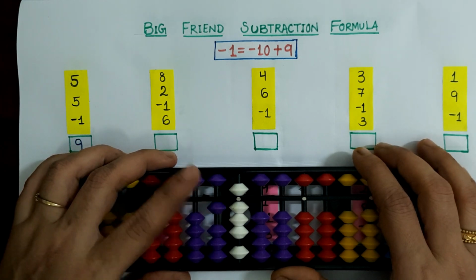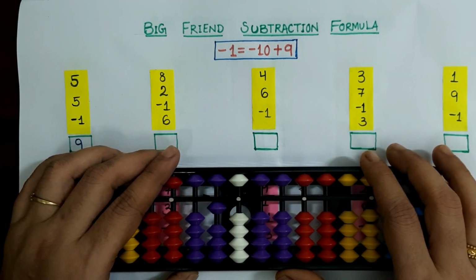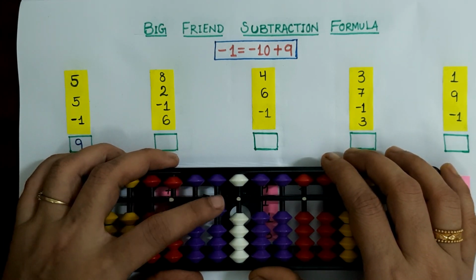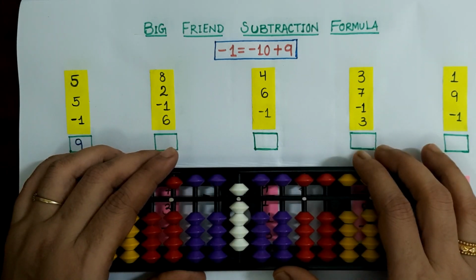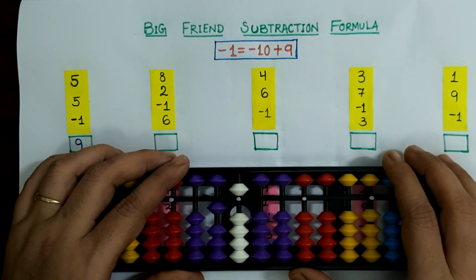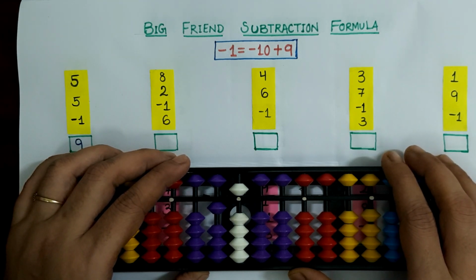Plus 2 is plus 10 minus 8. Here I used the big friend addition of 2. Then minus 1. Minus 1 is minus 10 plus 9, plus 6 is plus 10 minus 4. Here I used the big friend addition of 6. So, the answer is 15.